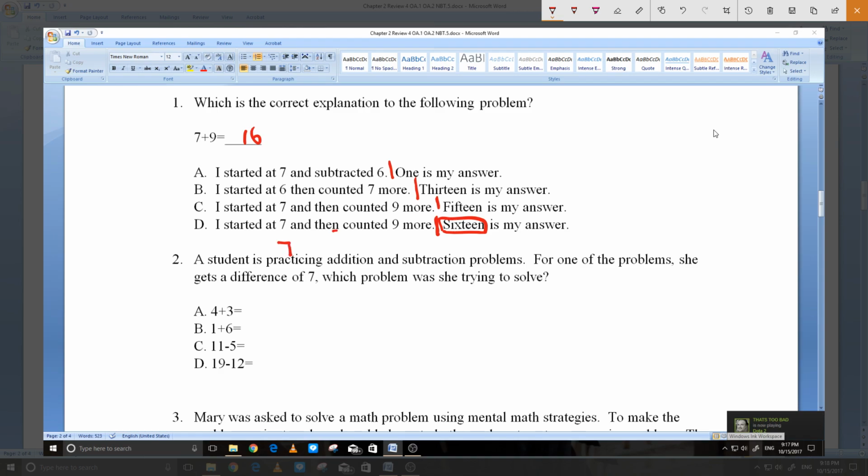This definitely helps. I started at 7, so I would write 7 and then count on. Count on usually means add. Usually. I counted 9 more. See? I'm going to plus 9. 16 is my answer, so equals 16. Does this look like the equation we started off with? If it does, D is your answer.